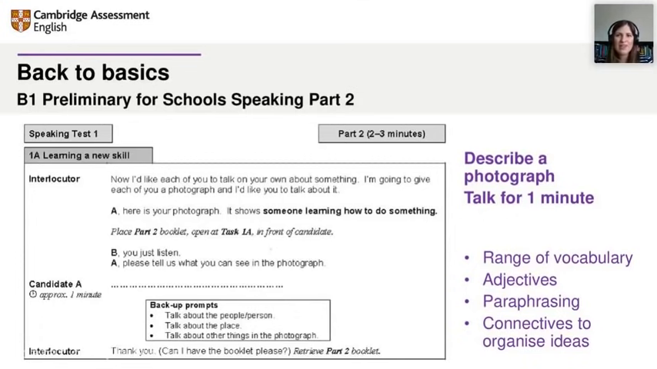I'm seeing the key word there, scaffold. Excellent. We need to build in stages into our lessons that develop and practice these skills so that by the end they're able to do this task. Okay, so we're going to look at a few ways that we can do this.